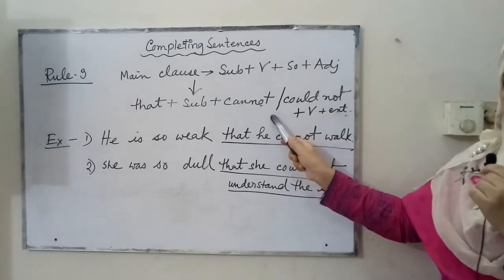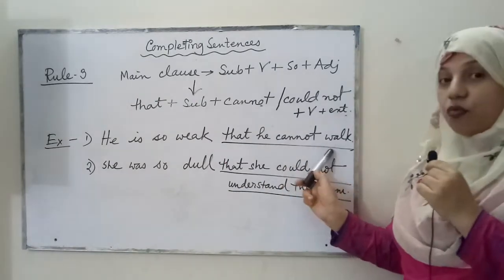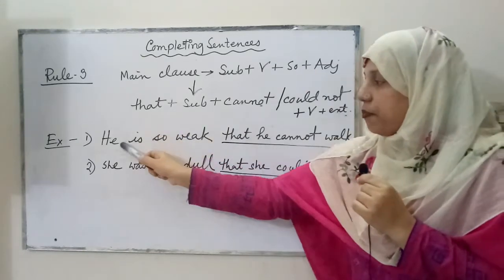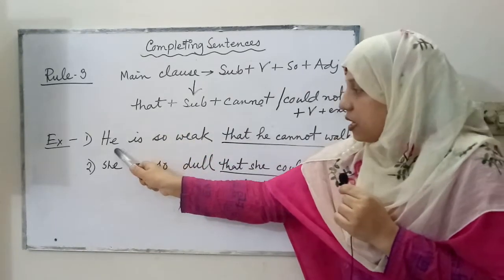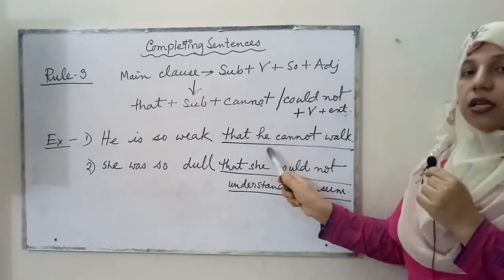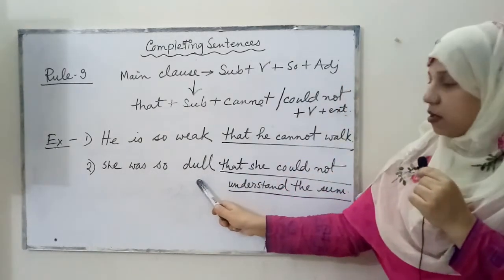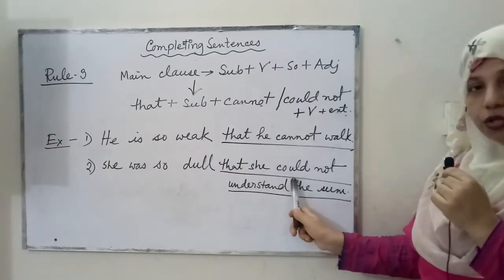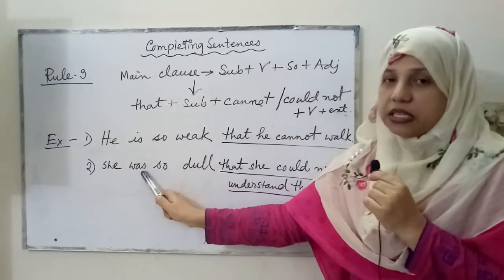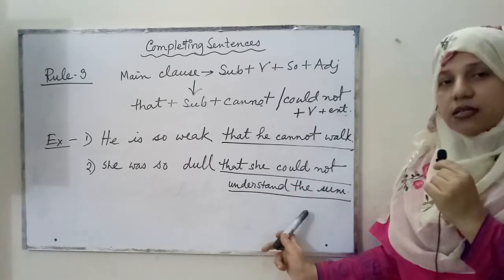Now let's see some examples. He is so weak that he cannot walk. Why not could not? Because the first clause, the main clause, is in the present tense. If it was like this, he was so weak, then we have to write that he could not walk. For another example, she was so dull that she cannot or could not. Of course, could not, because in the main clause the verb is in the past tense, that she could not understand the sum.